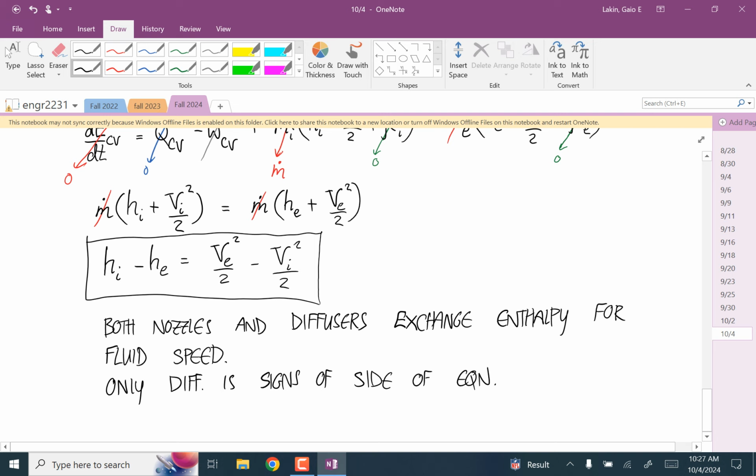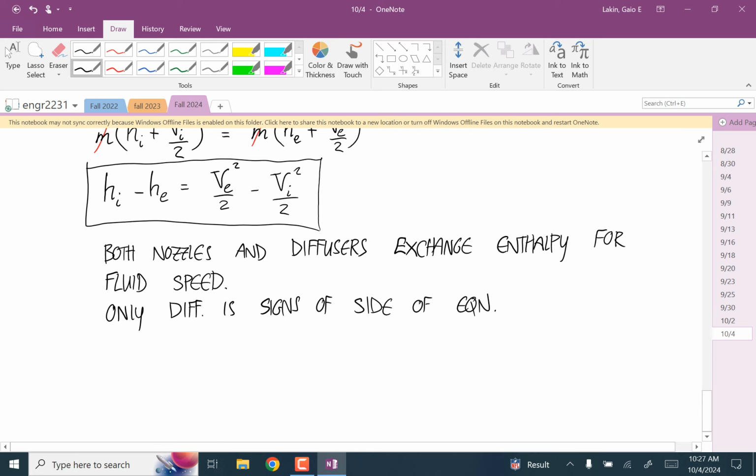Okay, so look at these and tell me, in this form, would a nozzle have both sides positive or both sides negative? Positive. Yeah, right. I just tend to think of the speeds. So both sides would be positive. And then a diffuser, both sides would be negative.